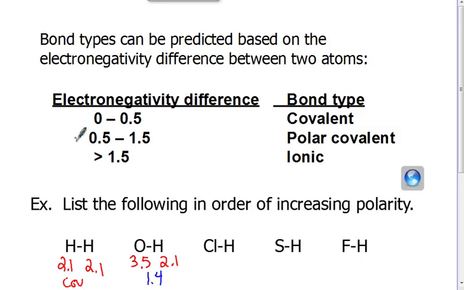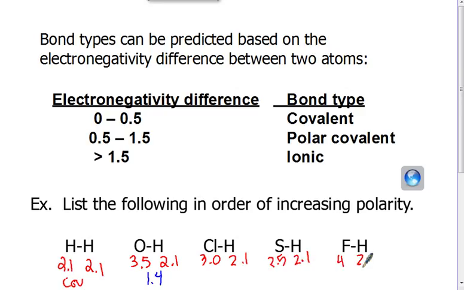We could do this with each one. We could compare the values and figure out which one's the most polar or least polar. Let's keep going here. I think chlorine is 3.0. I don't know sulfur. What's sulfur? And what's fluorine? Oh, no, fluorine's 4.